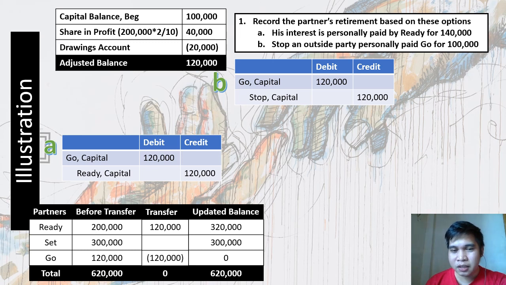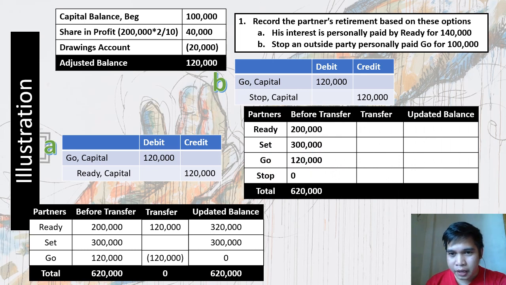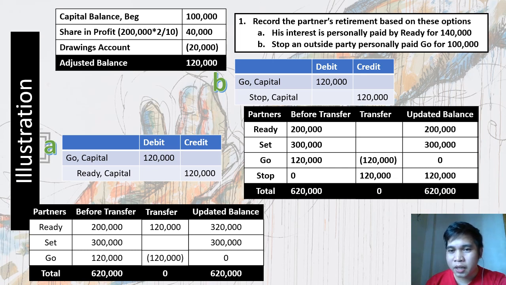So, kapag nilatag po natin yung table ng partner's equity, ganito lang din naman magiging itsura niyan. Parehas lang. Sa case natin, magkakaroon tayo ng bagong partner, which is si Stop. So, partner's equity before transfer, 200, 300, 120. Total natin, 620. So, ang ta-transfer lang po natin kung magkano yung ibinigay ni Go kay Stop. Sa case natin, 120,000, so minus tayo kay Go ng 120, then plus tayo kay Stop which will be the new partner, 120,000. So the updated balance of the partner's equity will be kay Reddy, 200,000, kay Seth, 300,000, kay Stop, 120,000, so total still, 620,000.